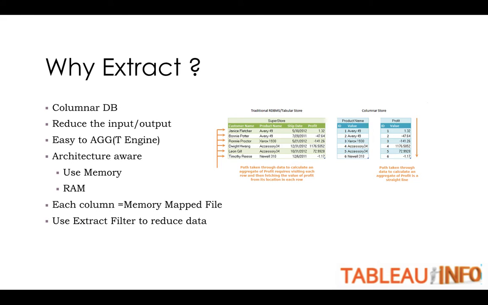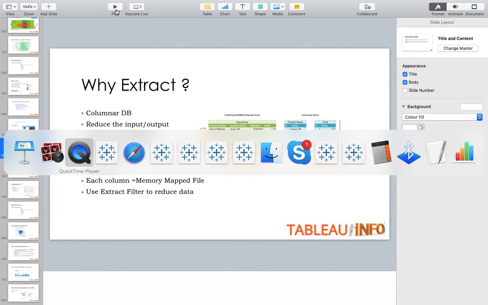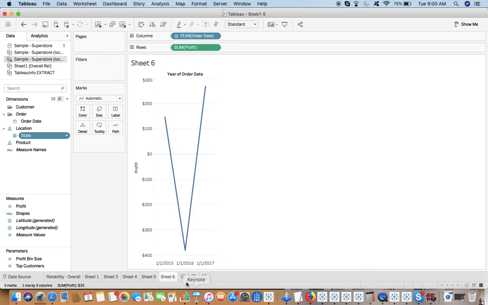There are certain other factors as well. I'll try to paste a link so that you can go through in detail. Because of properties like this, columnar store, it reduces the input output. The Tableau engine further complements it with easy to aggregate utility. Its architecture awareness is more. It uses memory and RAM. Each column is equal to a memory mapped file, and you can use extract filter to reduce data further. For the last point, it will make more sense if we go back to our worksheet and do something.